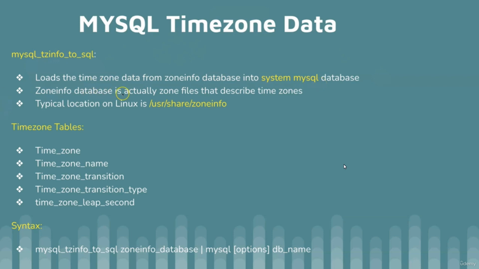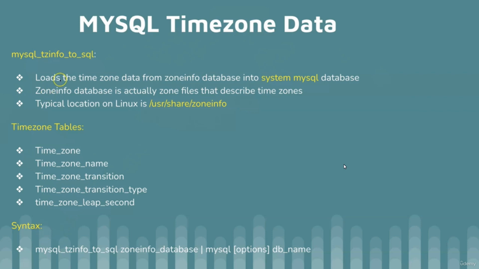The zoneinfo database is actually zone files on the operating system that describe collectively the time zones. A typical location on Linux is /usr/share/zoneinfo. This is the directory, and under this directory there are all the time zone files. In the system MySQL database, these five tables are related to time zones data. So these are time zone name, time zone transition type, and time zone leap second.